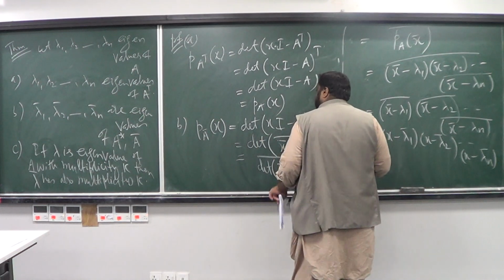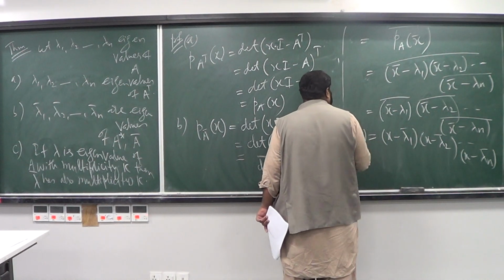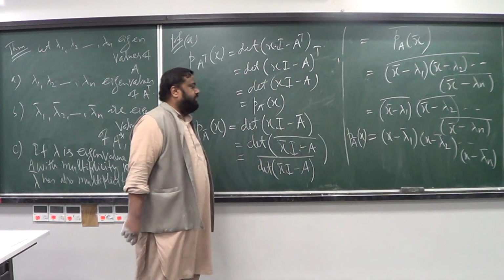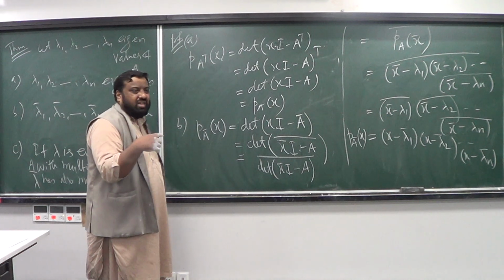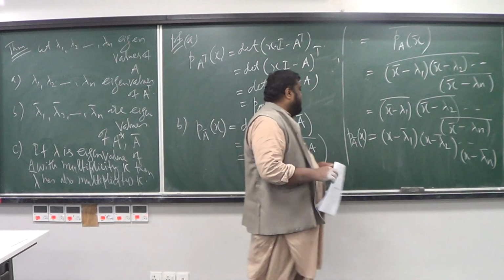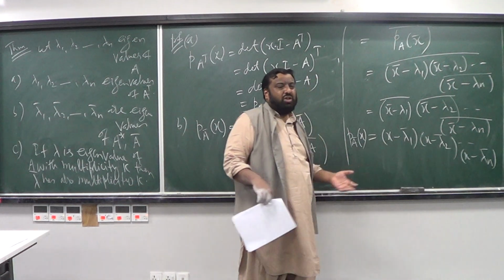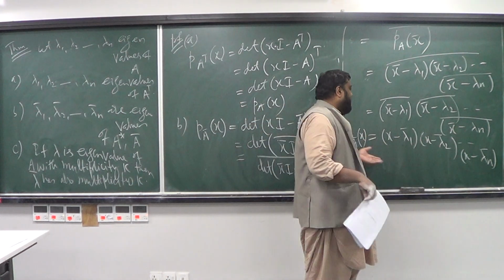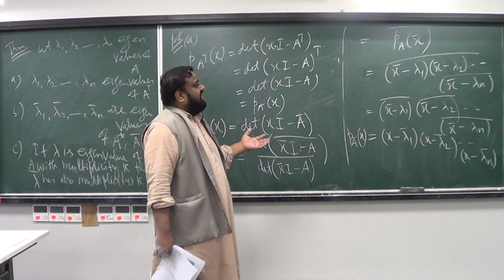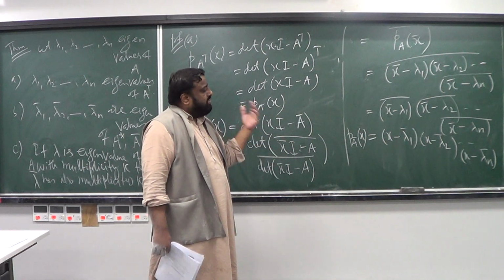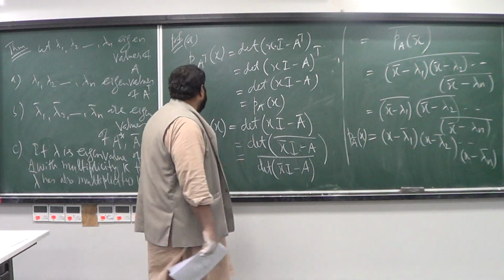So hence, in this manner we computed explicitly the characteristic polynomial of the conjugate of A, which shows like this. And if this is the characteristic polynomial of the conjugate matrix A, then lambda 1 conjugate, lambda 2 conjugate up to lambda n conjugate are the eigenvalues of the matrix A conjugate.